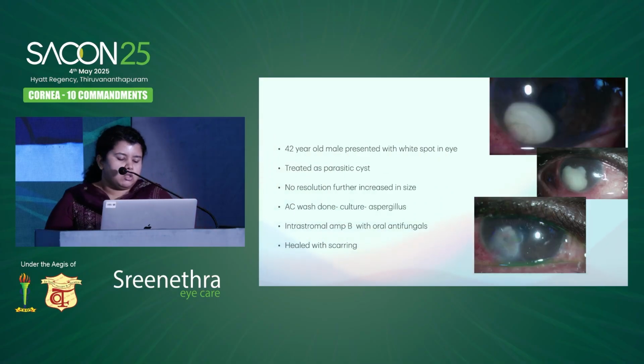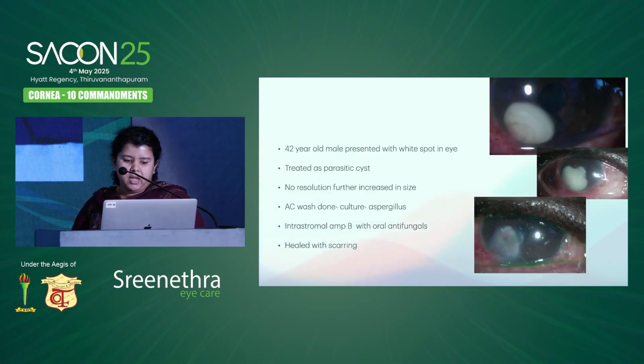This is a case of another 42-year-old male who presented with a white spot in the eye. He had no other complaints, no pain, absolutely normal. Clinically, it looked like a cystic lesion, so it was treated as a parasitic cyst, but it kept progressing, and we thought that the lens was involved. So we went ahead with the AC wash. On culture, Aspergillus species was found, and so post wash, we gave an intrastromal amphotericin B and intracameral amphotericin B along with oral antifungal, and the ulcer healed with scarring.